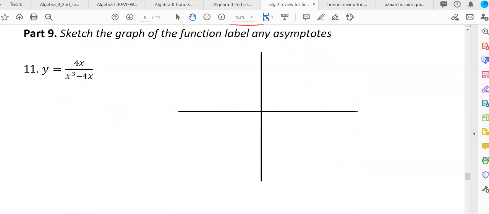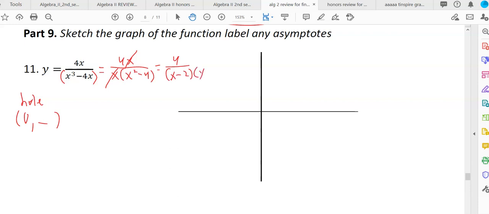Gets the graph, so the first thing I'm thinking, let's try to factor that guy. I see some factoring to be done. Hopefully maybe even something cancels. So x times x squared minus 4. Oh, something else cancels. So that cancels. That's nice. It's going to cause a hole at 0 comma something. And this is going to be 4 over x minus 2 times x plus 2, if you keep factoring there. So it has a couple of asymptotes here.